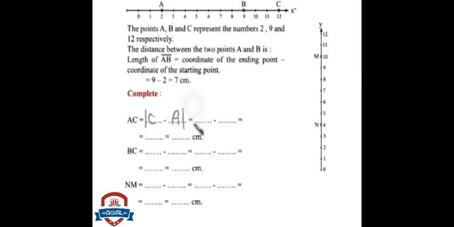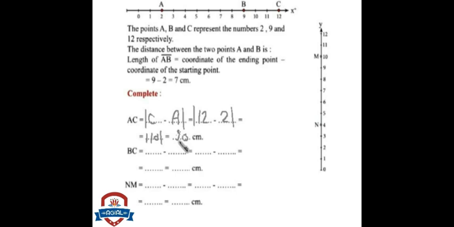C equals 12 and A equals 2. So the absolute value of 12 minus 2 equals the absolute value of 10. The absolute value of 10 equals 10 centimeters. Now try to find the distance between B and C.